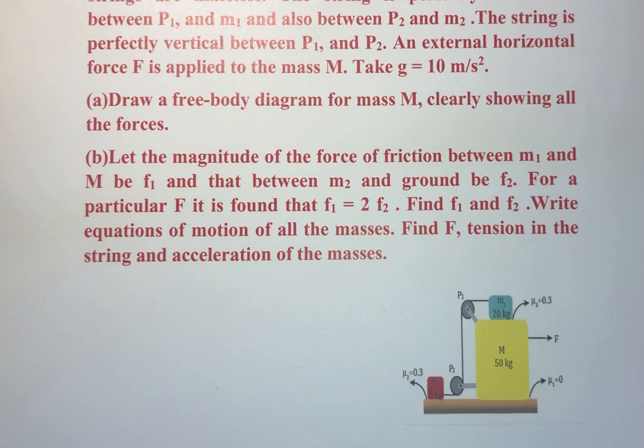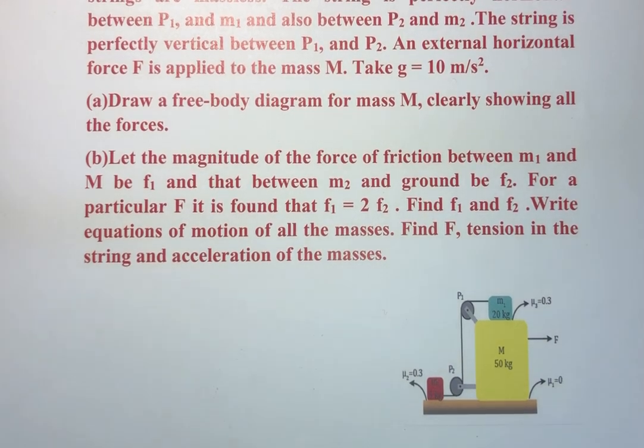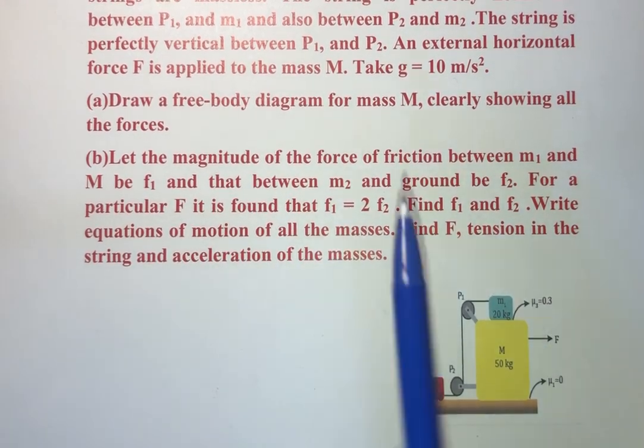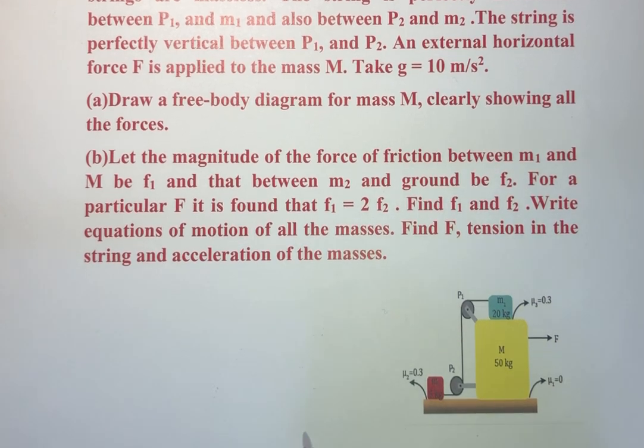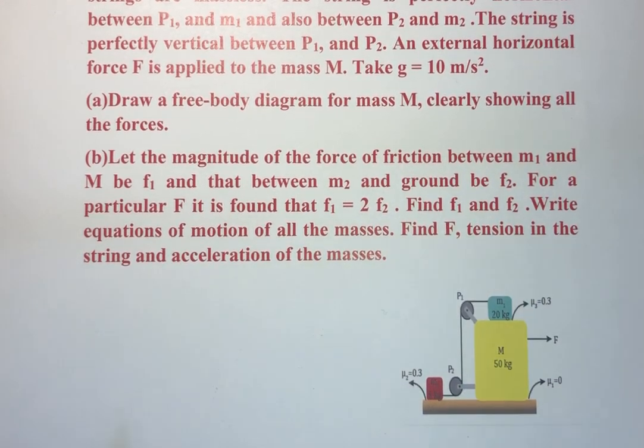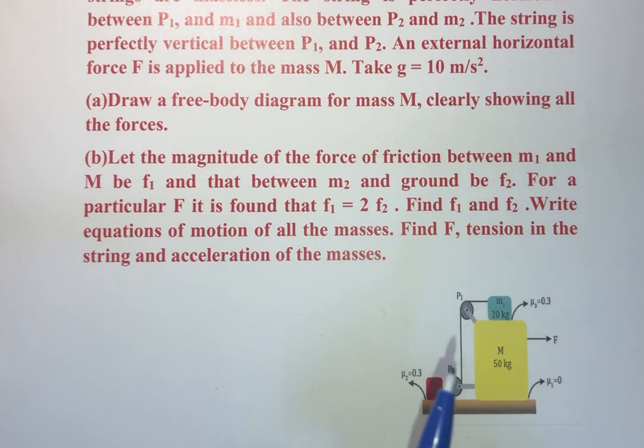Okay, so first of all, draw the free body diagram for mass. As we solve the question, we are obviously going to draw all the forces that will be acting on the respective M1, capital M as well as M2. So in the first part, we are going to find out what will be the acceleration. That will help in solving the further part.